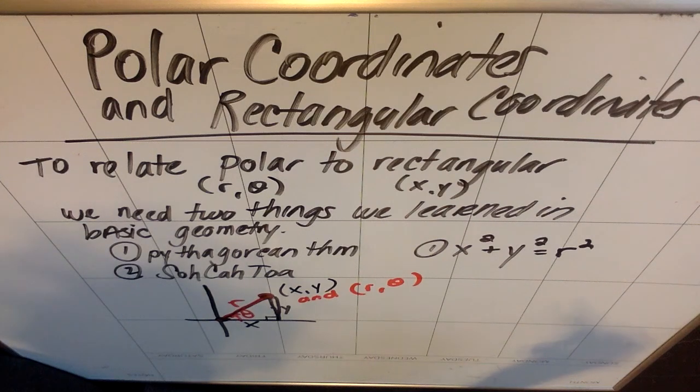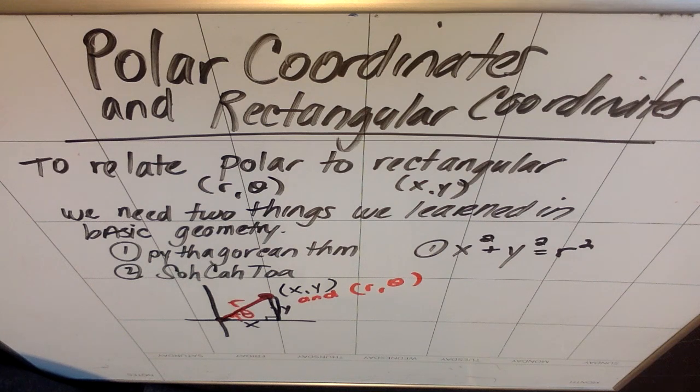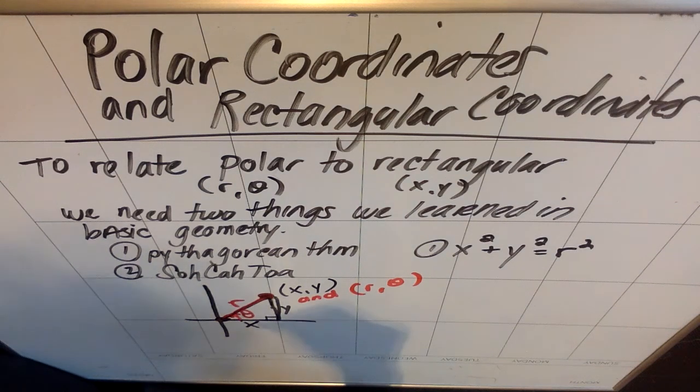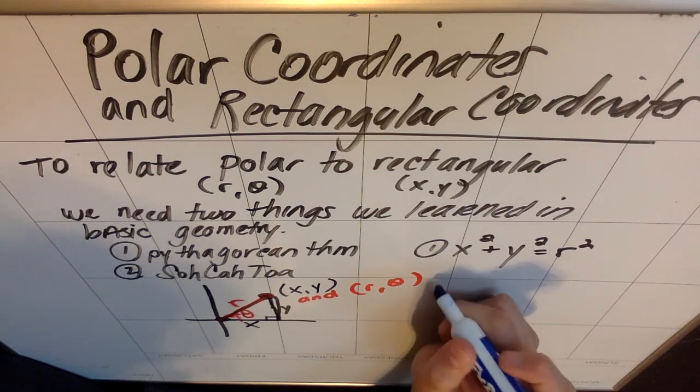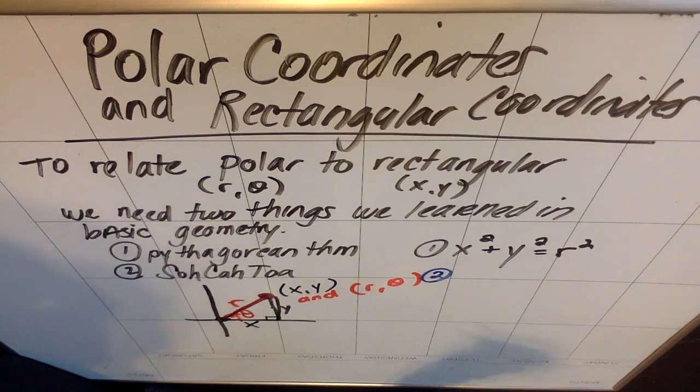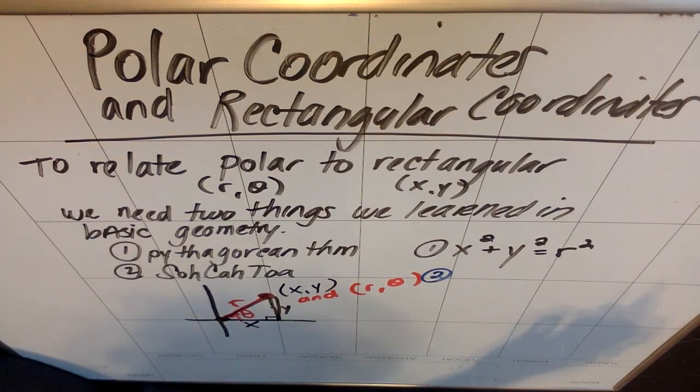So if I wanted to find the r of a polar coordinate, I could do x squared plus y squared, and I'd get r squared. The second thing that I know is that using SOHCAHTOA, I can find a relationship. I'm now going to write three more equations using SOHCAHTOA. I'm going to find a relationship between x and r and theta, and y and r and theta, and also between x and y and theta.